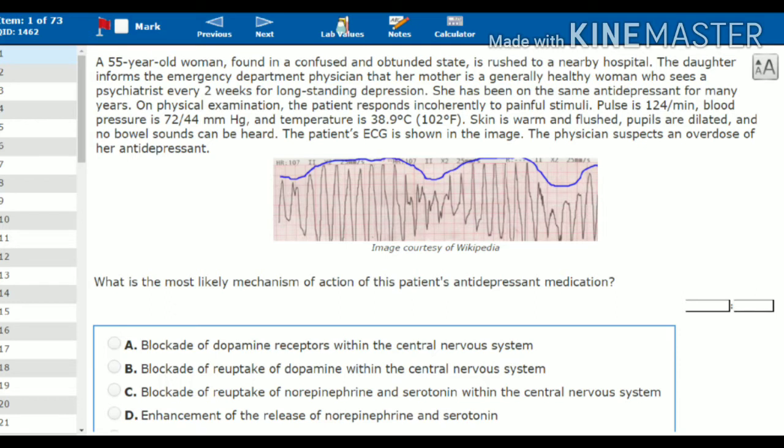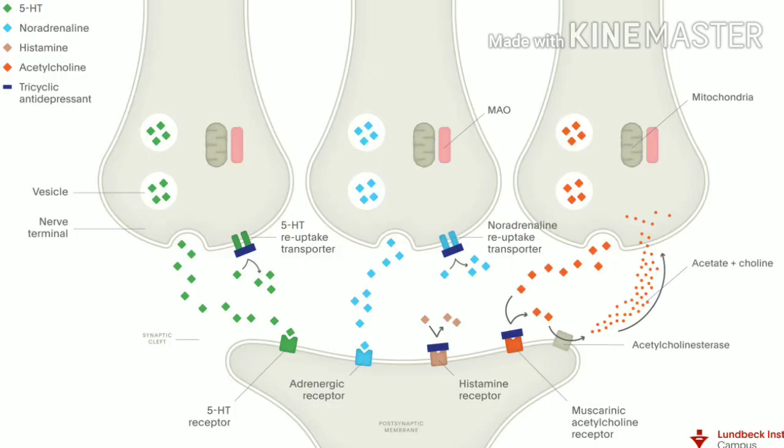So if we see the mechanism of action of the tricyclic antidepressants, they not only inhibit the reuptake of norepinephrine and serotonin, they also block the M receptors. Once the muscarinic receptors are blocked, acetylcholine cannot act on the receptor. So there is activation of the anticholinergic system, as acetylcholine is not working.